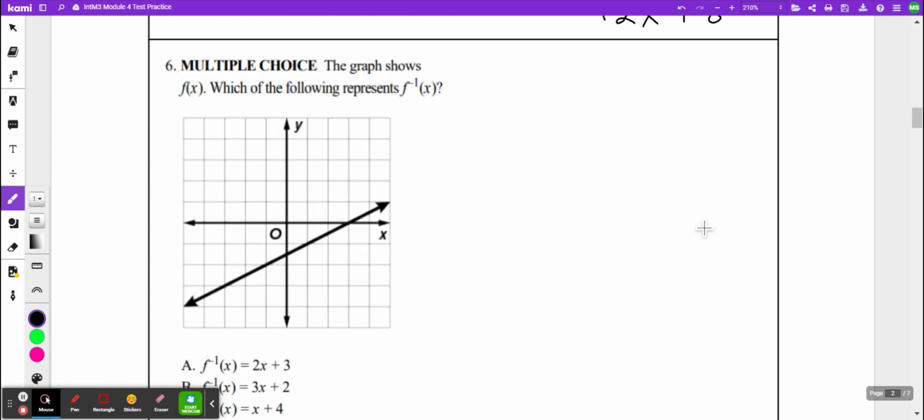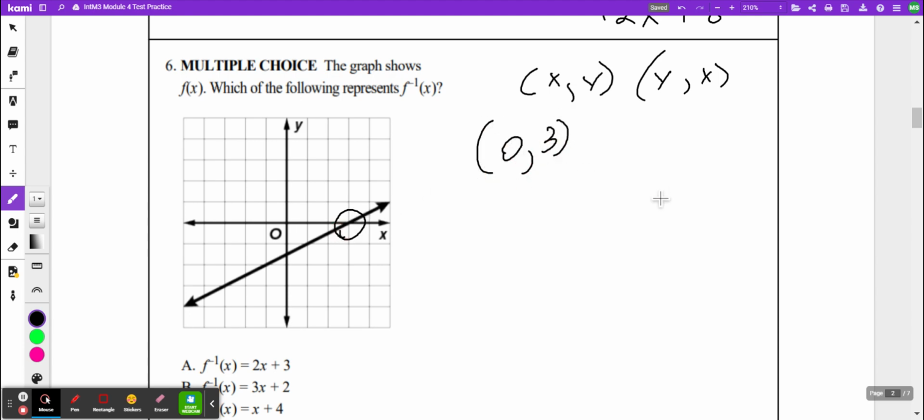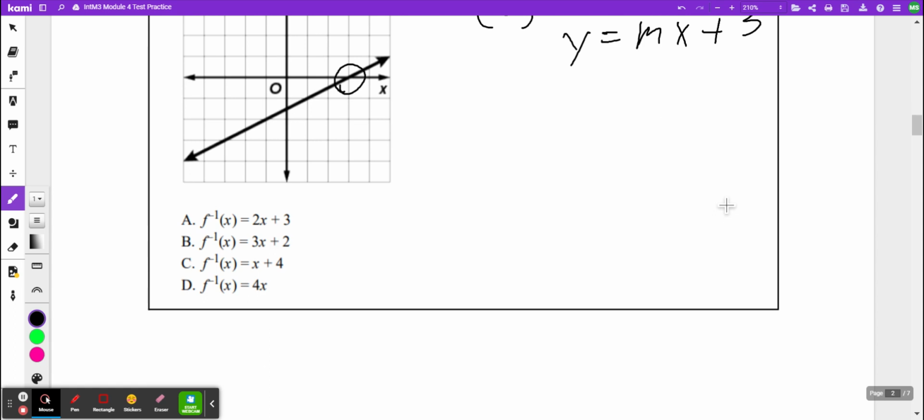Let's go on. So looking at this, if the inverse, I'm going to switch the x and the y, which now become the y and the x. Well, if I look at this, I know that I'm going to hit at 0, 3. My new point is 0, 3. So it's going to be y is equal to mx plus 3. And looking at this, the only one with the plus 3 right here is A right here. So we're done. Let's go on.